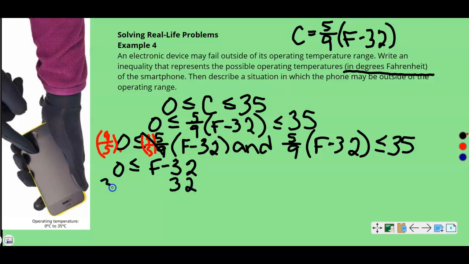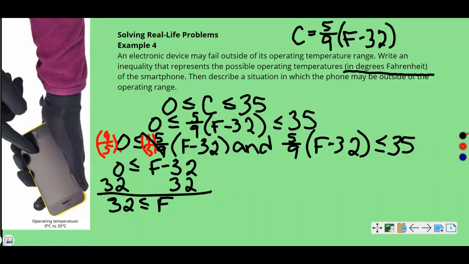So add 32 to both sides. And we have either 32 is less than or equal to F, or F is greater than or equal to 32. So in Fahrenheit, that means the temperature has to be 32 degrees or higher, which is freezing. 32 degrees is freezing. It's got to be at freezing or higher.